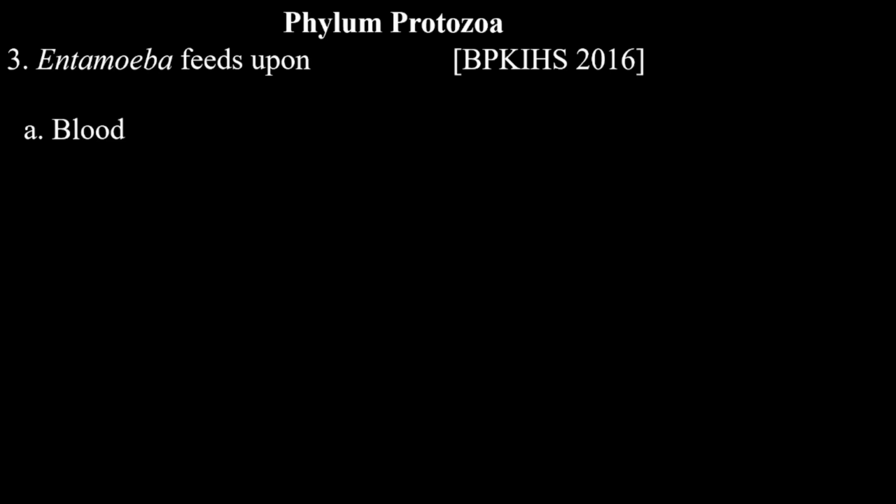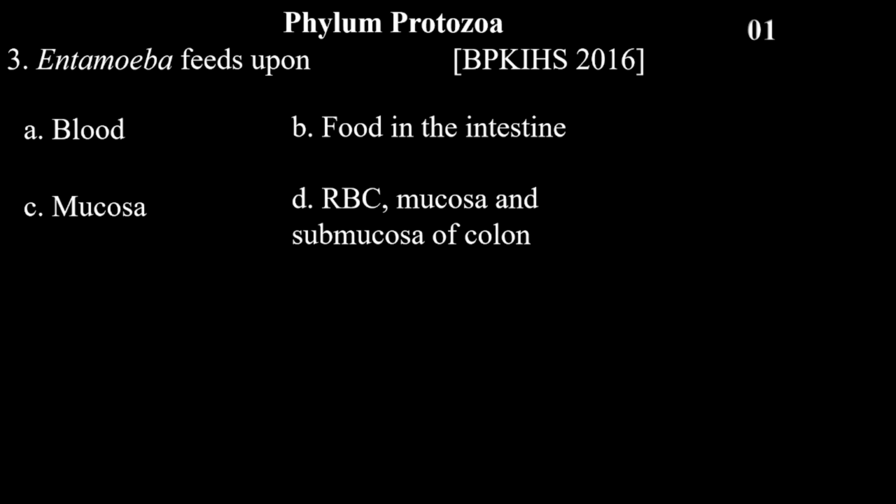Now, question number 3. Entamoeba feeds upon, your options are A. Blood, B. Food in the intestine, C. Mucosa, D. RBC, mucosa, and submucosa of colon.